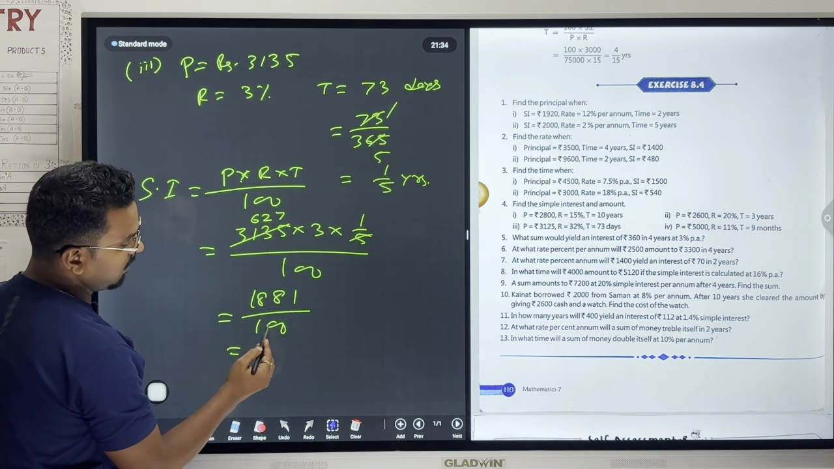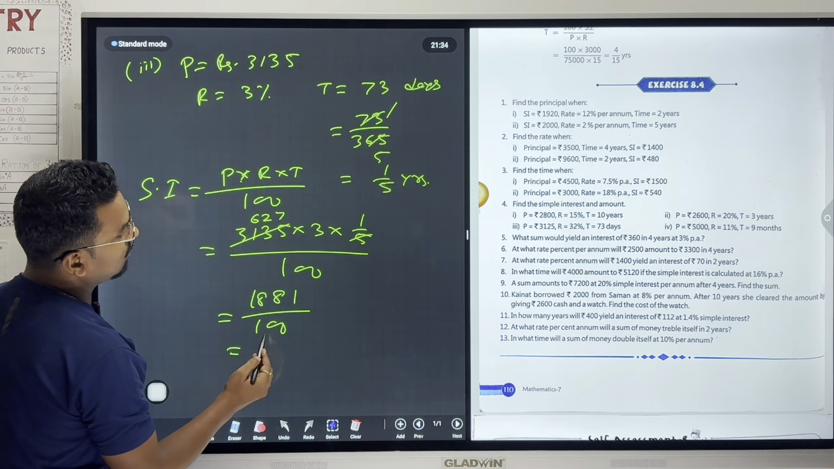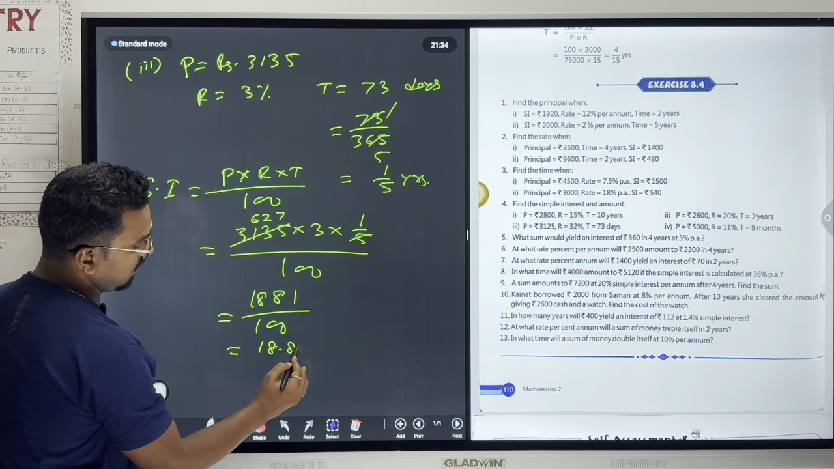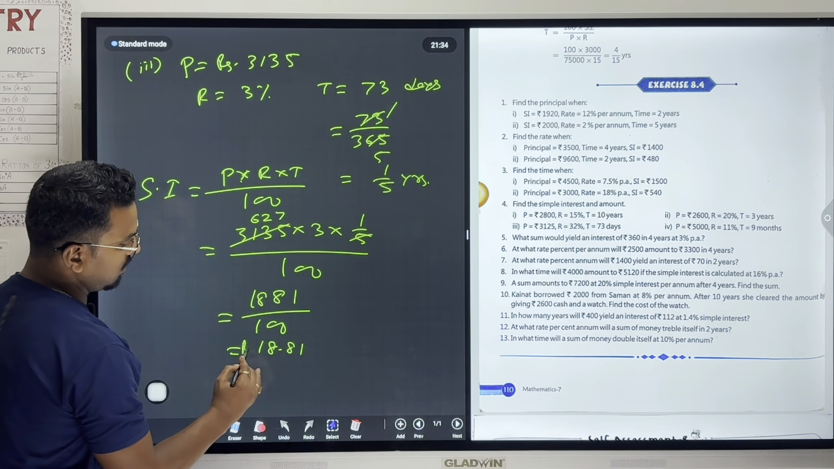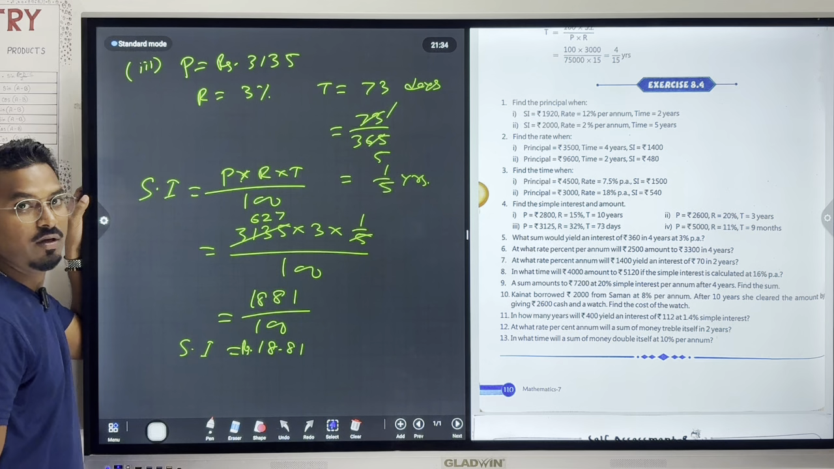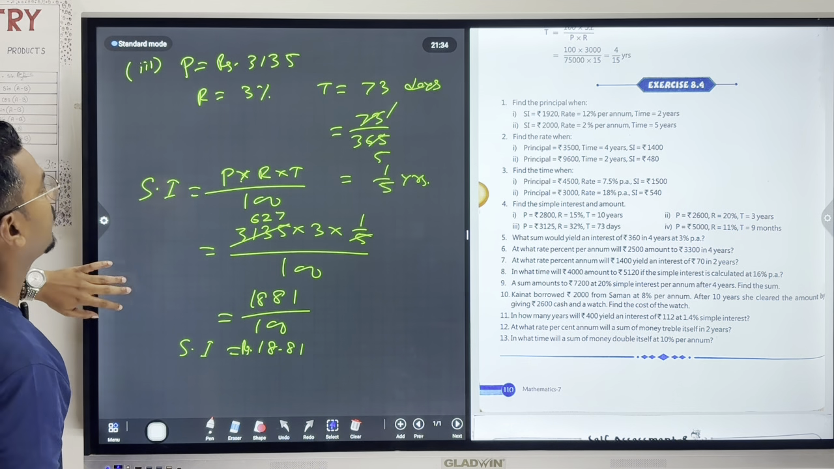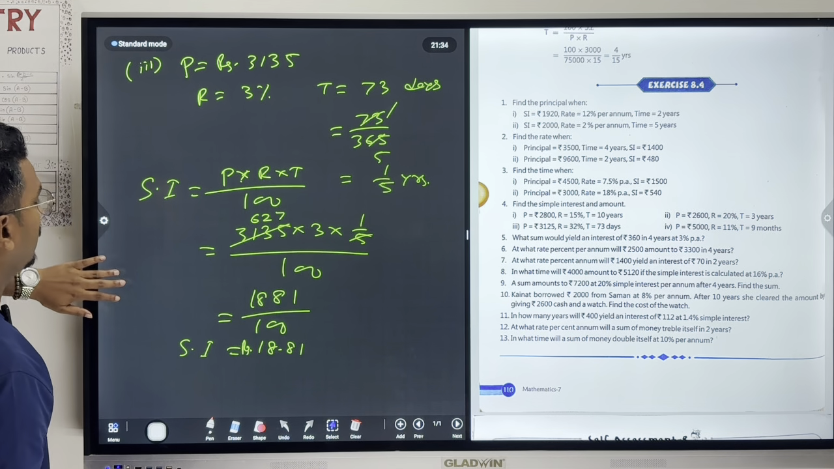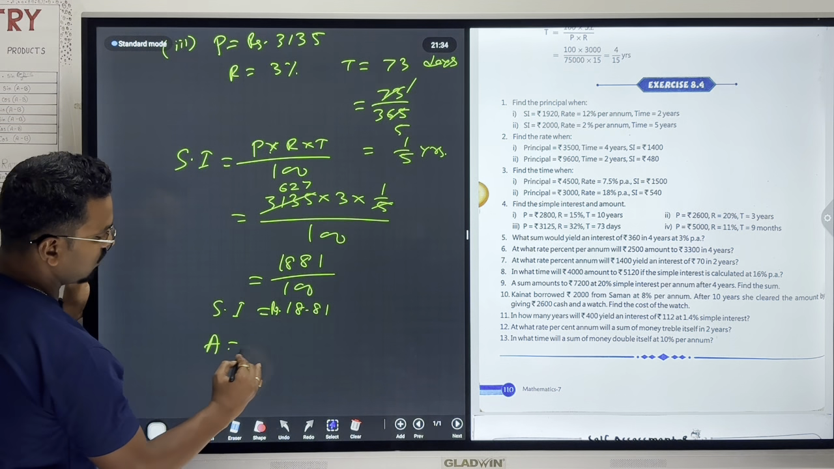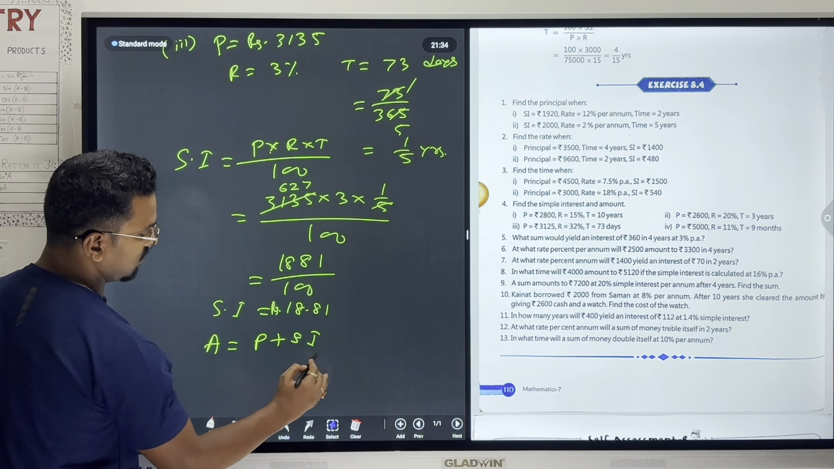So if you divide by 100, how much will you get? You will get 18.81 as simple interest. How many rupees? 18.81 rupees in 73 days. So what will be the amount? Amount equals principal plus simple interest.